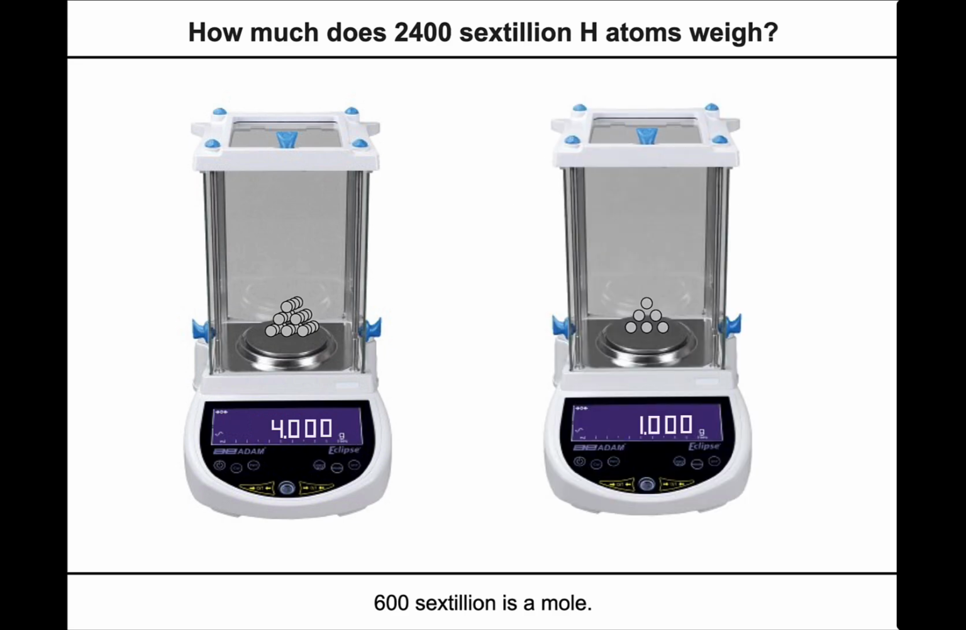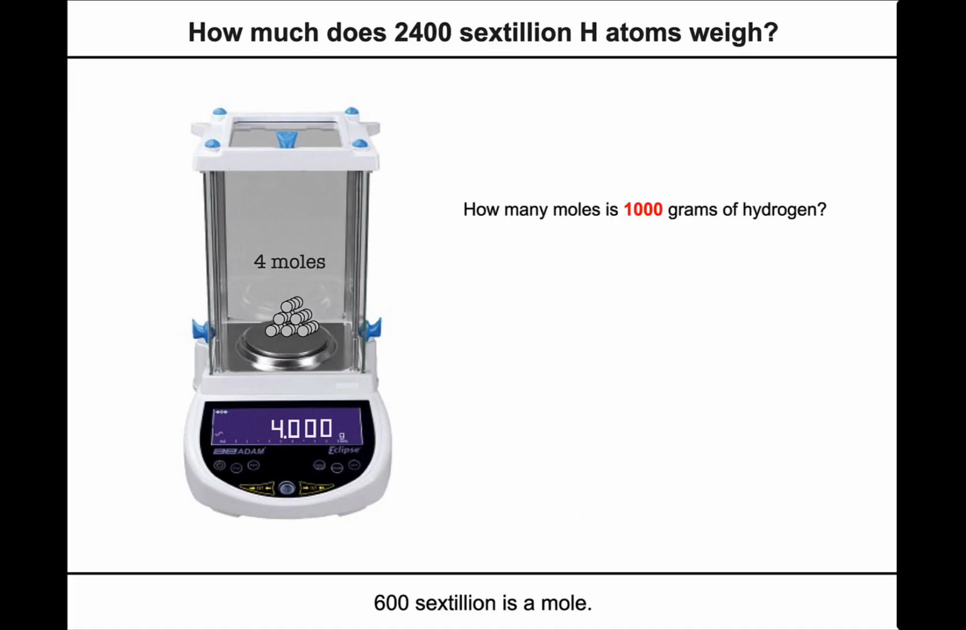Let's compare that to the 1 mole situation. Remember, 1 mole is 6 of those little circles, 600 sextillion hydrogen atoms. Now I have 24 little gray circles, so that's 2,400 sextillion hydrogen atoms. The balance on the right has 1 mole of hydrogen, or 1 gram. The balance on the left has 4 moles of hydrogen, or 4 grams.